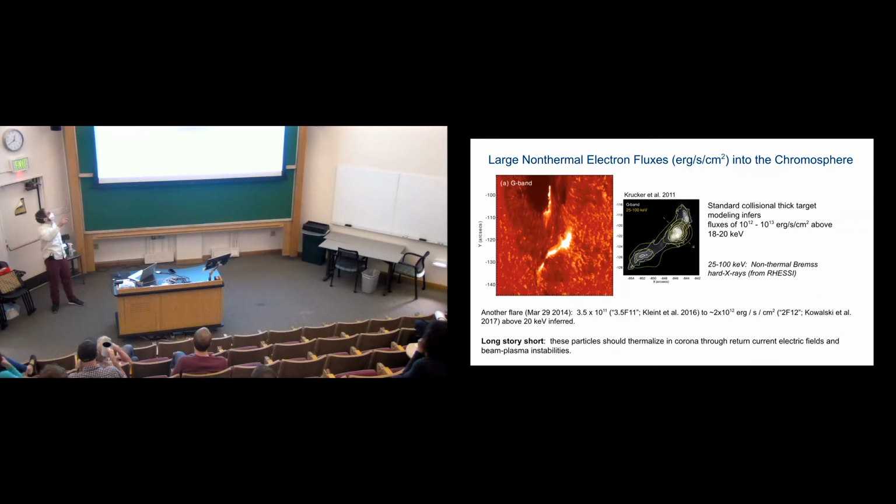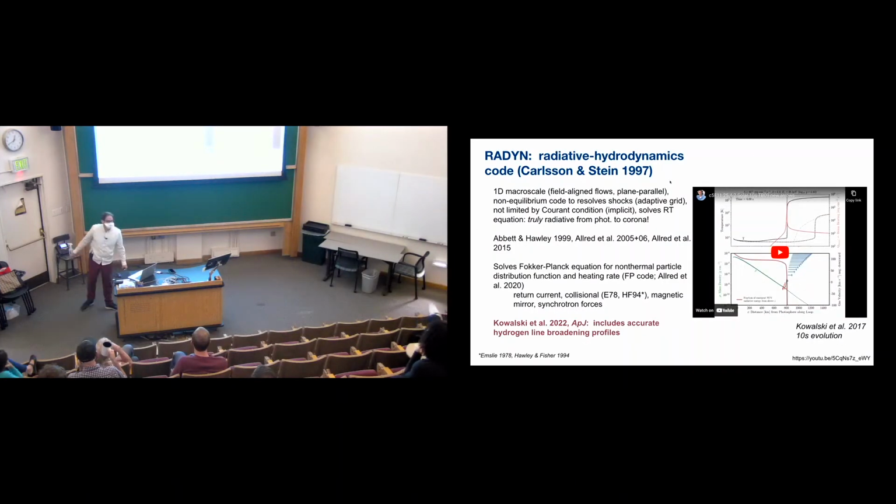And you won't even get this. And you won't get that. So this is a huge problem. So what do we do? Well, let us start somewhere, and assume that these high flux electron beams somehow get down to the chromosphere.